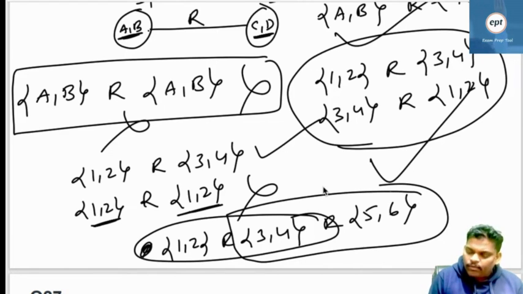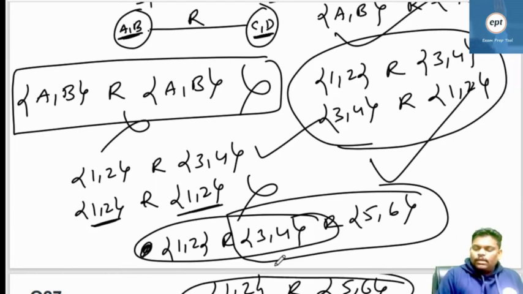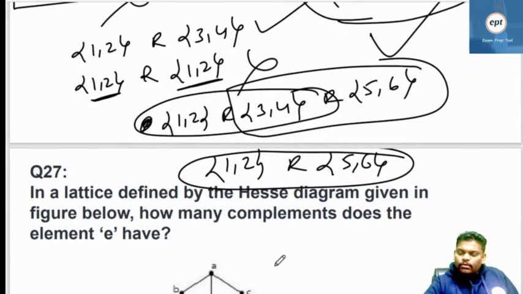{1,2} is related to {3,4}, {3,4} is related to {5,6}. Then I can say {1,2} is related to {5,6}. Is it right or wrong? {1,2} related to {3,4}, no common element. {3,4} related to {5,6}, no common element. Then {1,2} related to {5,6}. Two sets are related if their intersection is empty.